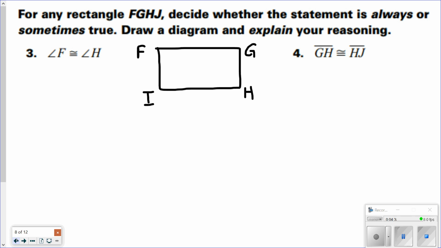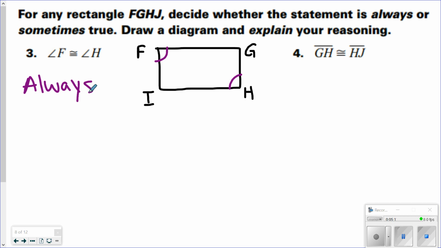For any rectangle FGHJ, decide whether the statement is always true or sometimes true. All right, so here's our rectangle. Make sure you're looking at your properties of a rectangle that you wrote down. And when is it true that angle F is congruent to angle H? Well, that would always be true. Why? Well, by definition of a rectangle, you have four right angles. So angle F would be 90 degrees and angle H would be 90 degrees, meaning that they are congruent.